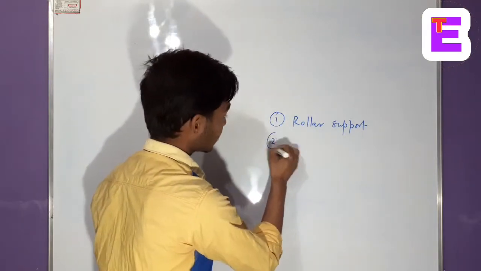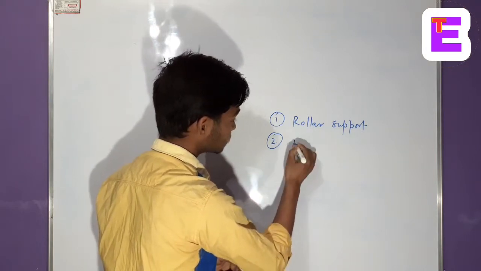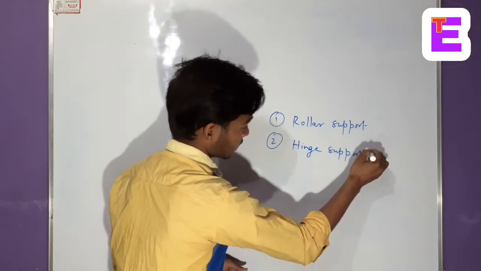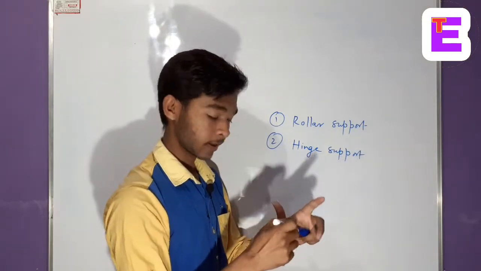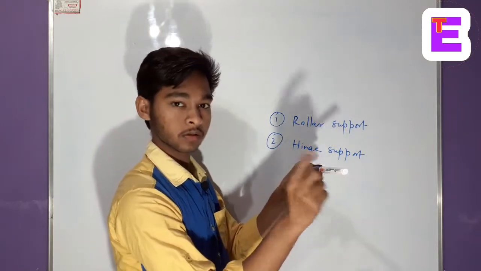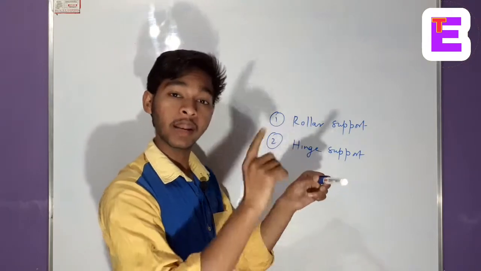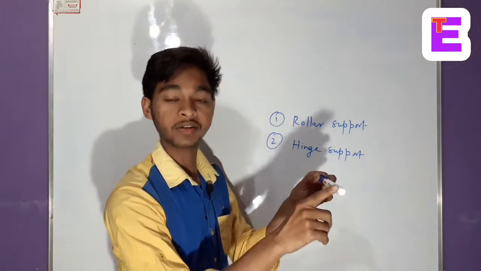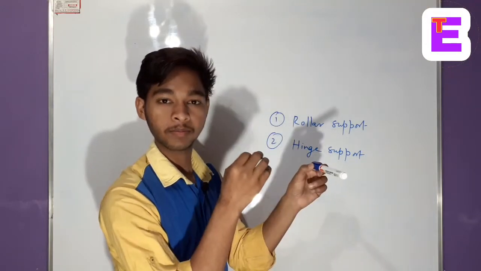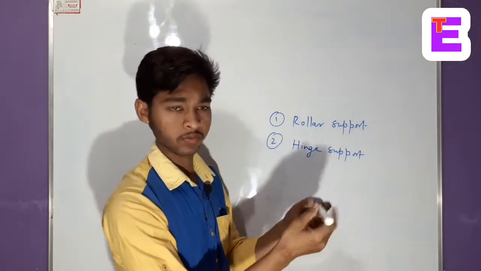So likewise for hinge support, it will apply the force in the x direction as well as the y direction because it is opposing the movement in the x direction as well as the y direction, but it allows the rotation of this beam. So it will not apply any type of moment because it is allowing the rotation.